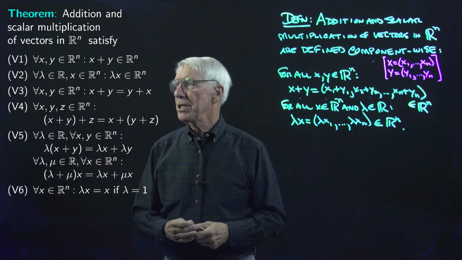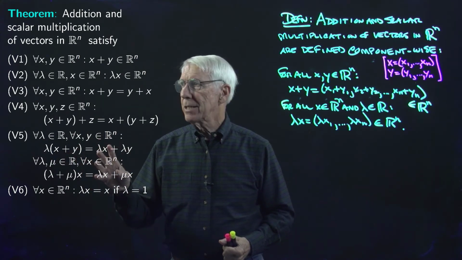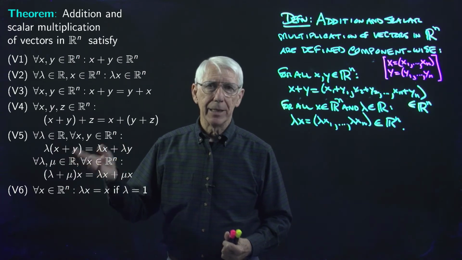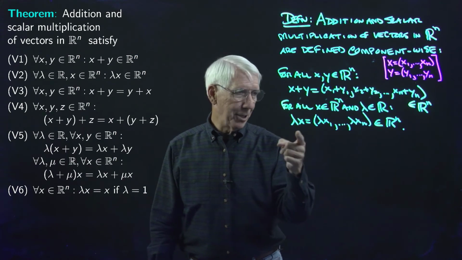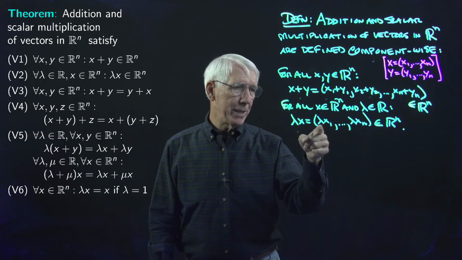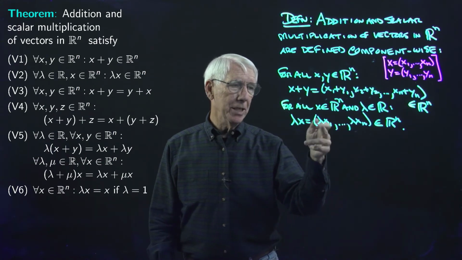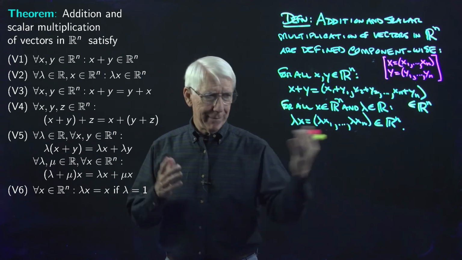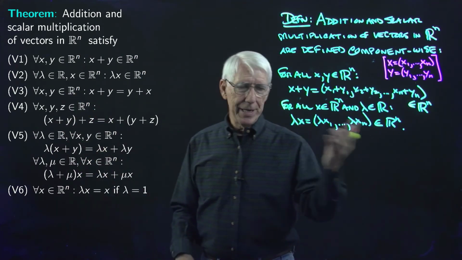V6 simply says that the scalar 1 times any vector x is that same vector x. It doesn't change. It's kind of a multiplicative identity. And again, clearly true from the definition. If lambda is 1, then I've got 1 times x1, 1 times x2, 1 times xn, which is x1 to xn, x. So V6, again, it's immediate from the definition.